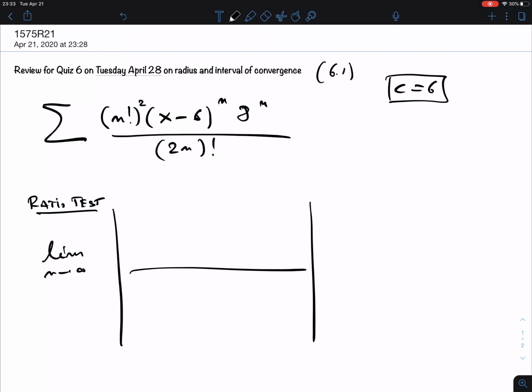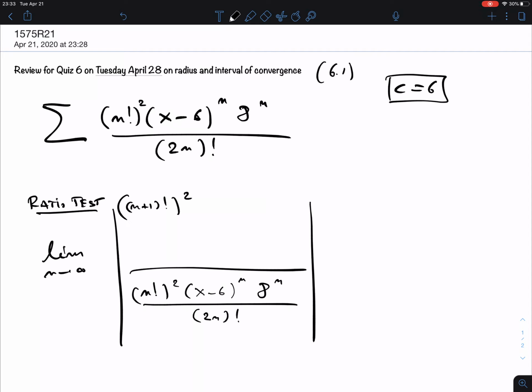Don't forget the absolute values. n squared, x minus 6 to the power n, 8 to the power n, divided by 2n factorial. That's just copying. Now, what is essential is to write this correctly. Replace every n by n plus 1, and perhaps better, replace n by n plus 1 between parentheses, in case there's ever any doubt what to do. Okay, and then we have x minus 6 to the power n, that becomes now n plus 1. Then we have 8 to the power n, that becomes now n plus 1, divided by 2(n plus 1) factorial.